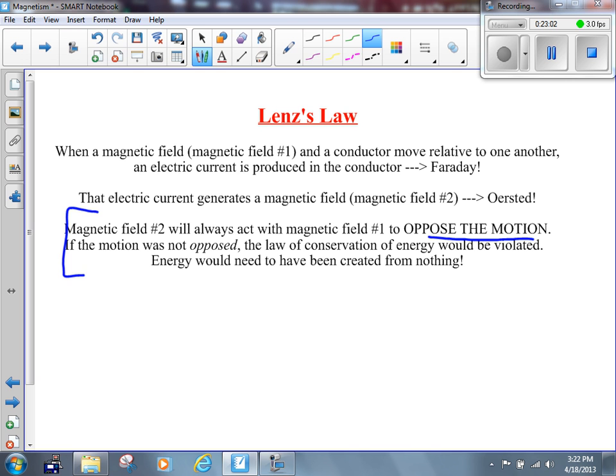We'll spend some more time tomorrow doing some review, doing some applications of some things, going over some questions, answering your questions, and then we'll have ourselves a unit test on electricity and magnetism on Monday.